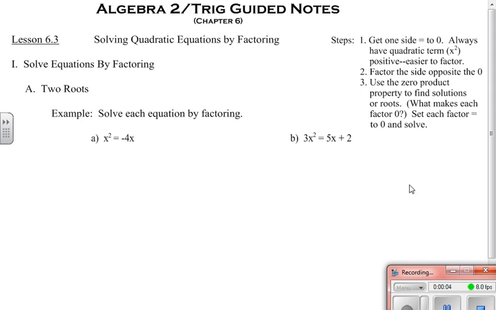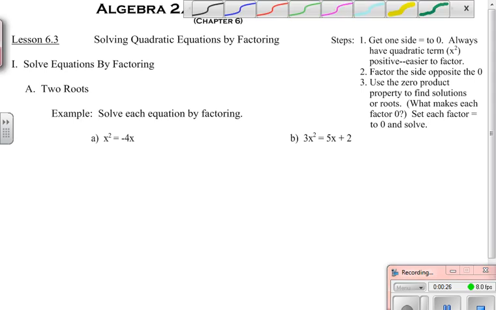6.3 is going to continue our ideas of solving quadratics. In 6.2 we did graphing solutions, and graphing solutions are great when that solution is exactly 4, 0, negative 2, 0, something that crosses that axis at an exact point. But graphing takes time and it's not always exact. So now we are going to go back to talk about how to solve these by factoring. How can we do it algebraically so that we have an exact answer?